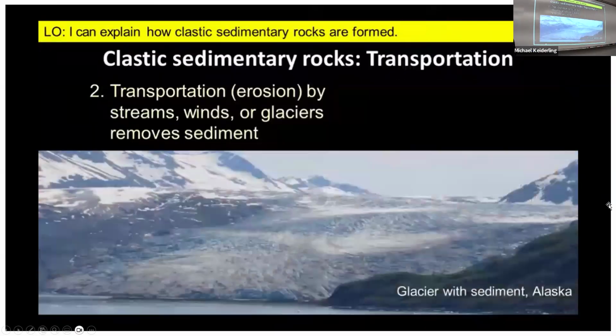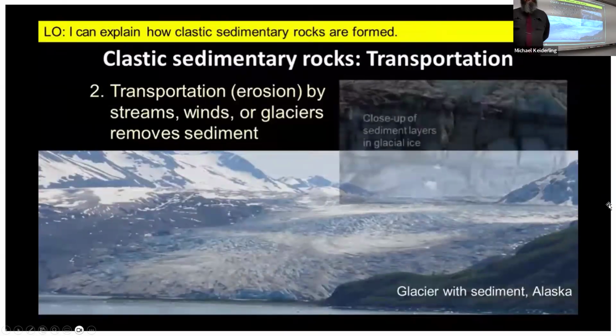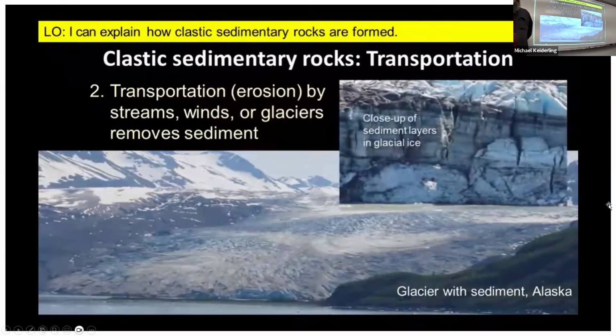Finally, sediment of all sizes is transported by glaciers. For example, the dark surface of the Reed Glacier in Alaska reflects that sediment is exposed as ice melts. If we look closely at the glacier, we can see layers of sediment encased in the ice.